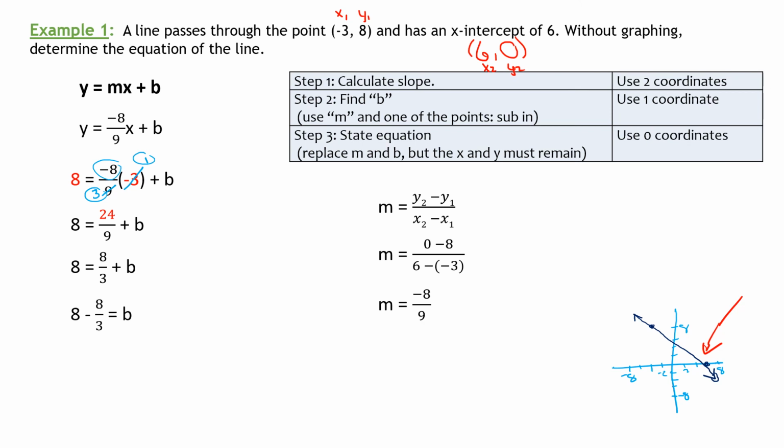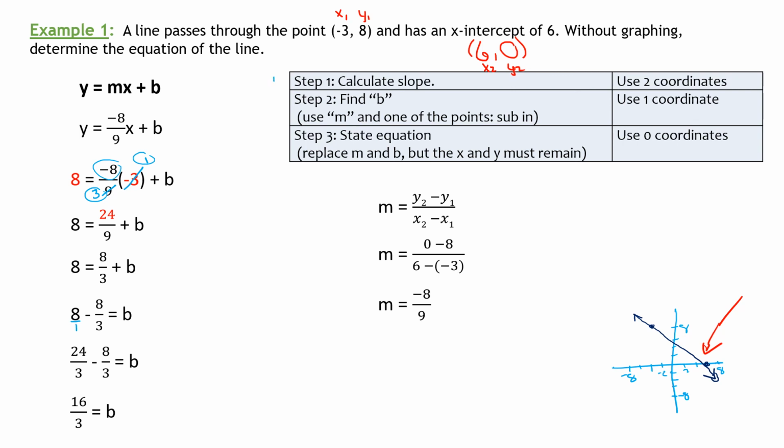Now we need to isolate for b. The 8 over 3 comes over to the other side with subtraction, and I have to find a common denominator. This is 8 over 1. So my common denominator is a 3. I have 24 over 3 minus 8 over 3. And that's 16 over 3. So now I have b, and that was step 2.